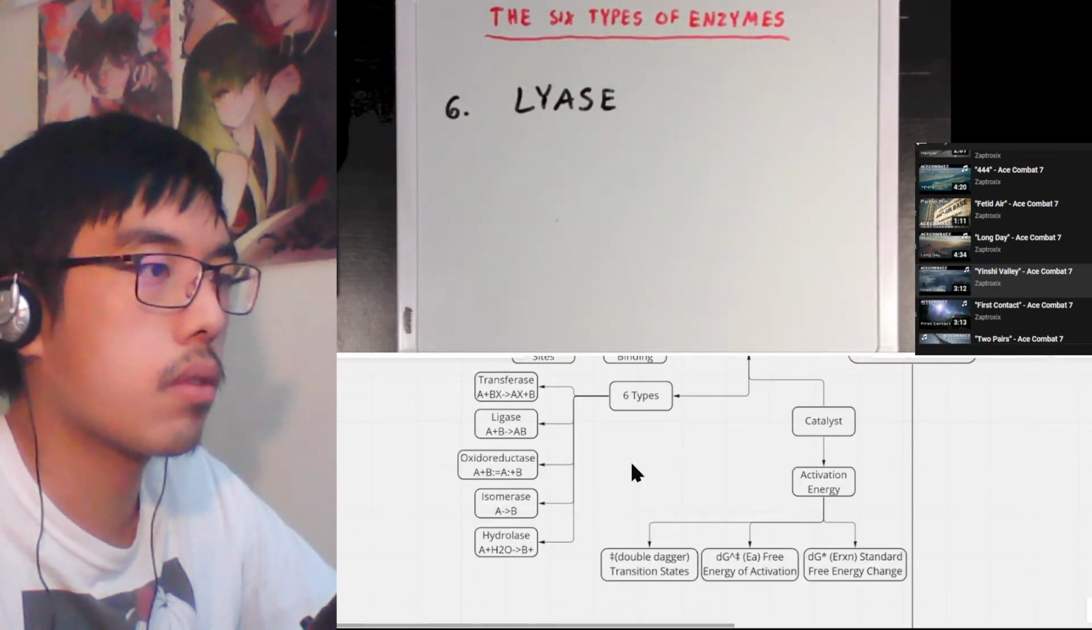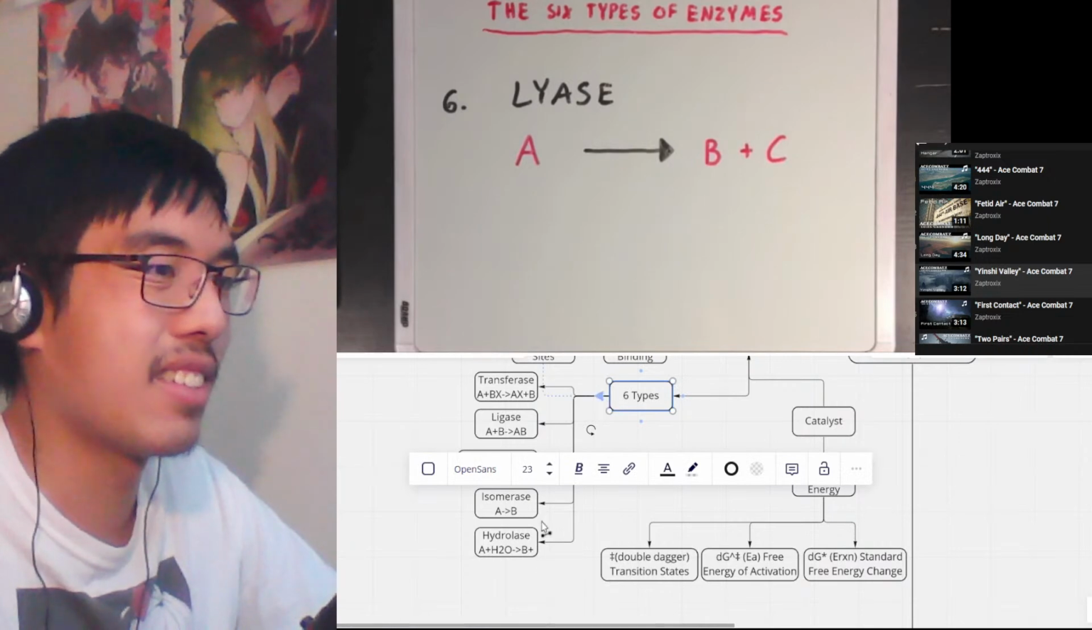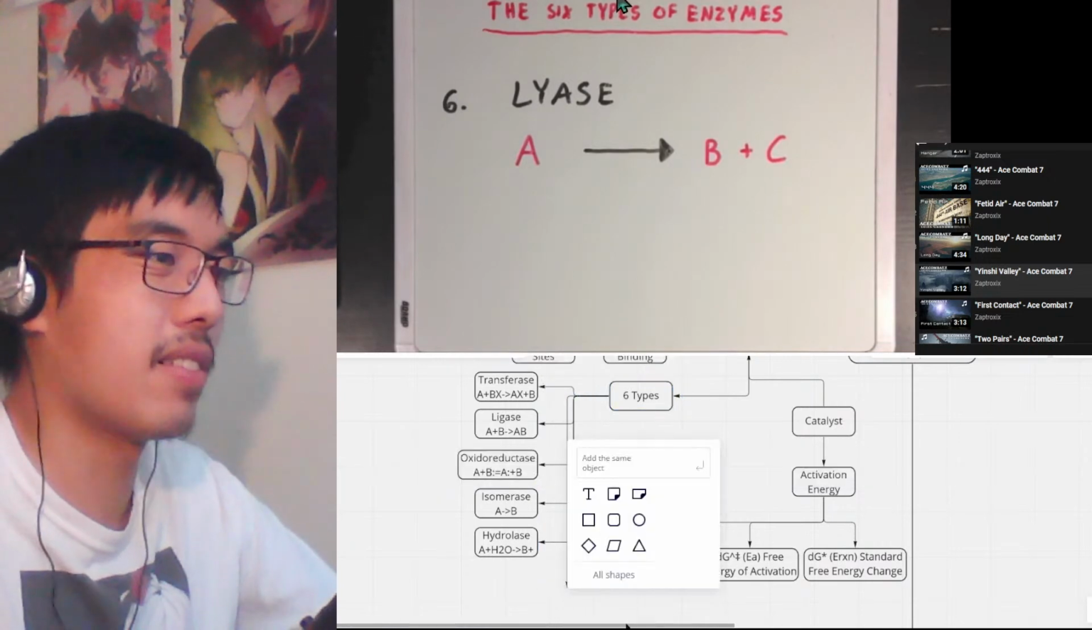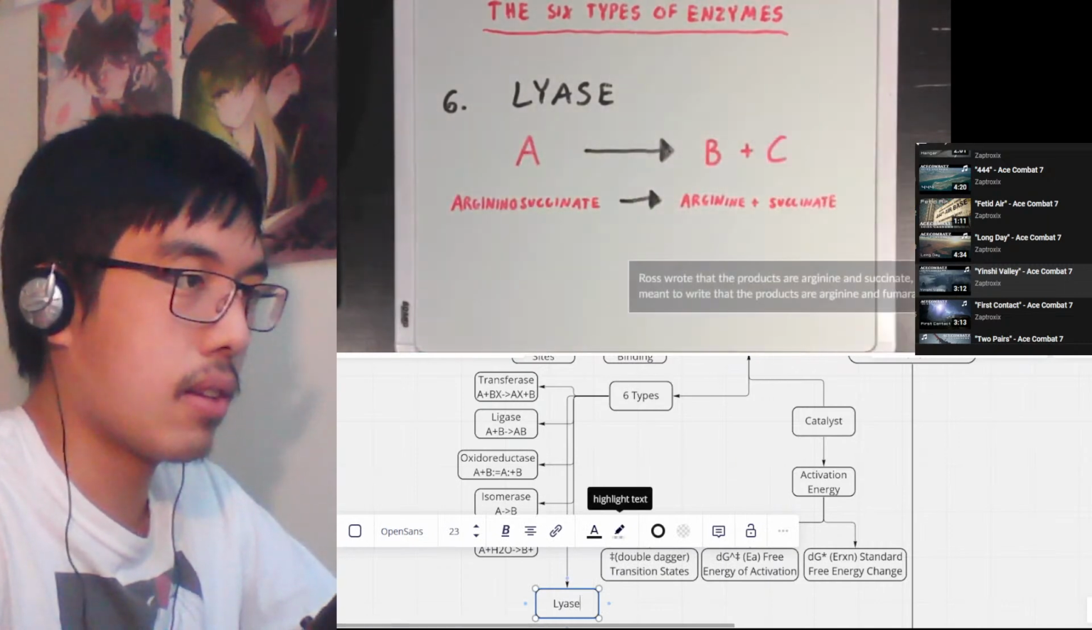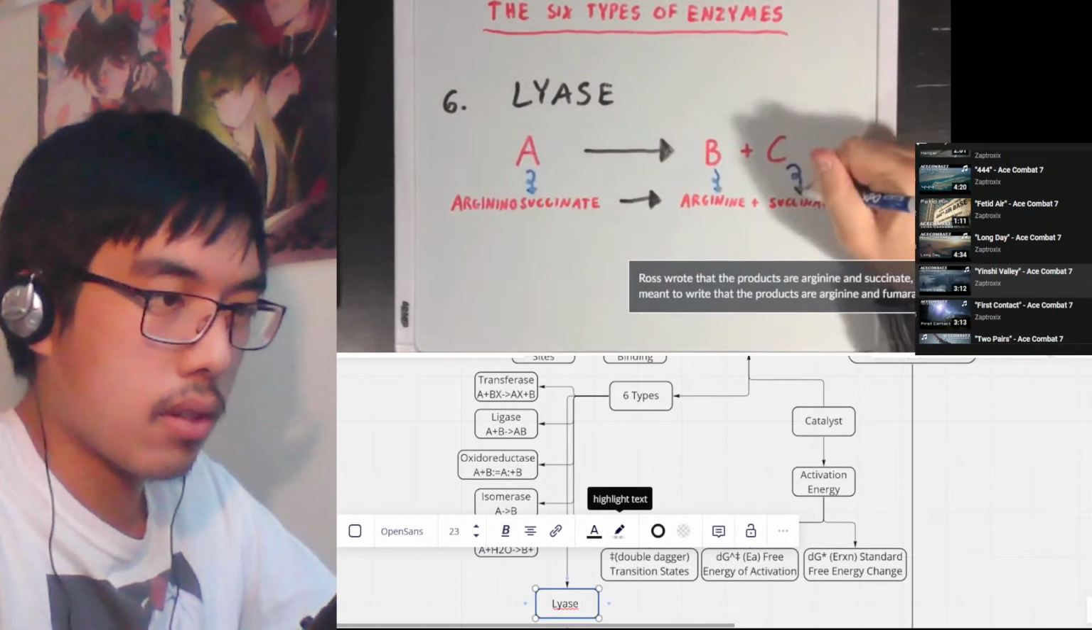Now, our last category is a little more complicated than the others, and it's the lyase group. Now, lyases catalyze the dissociation of a molecule like molecule A into molecule B and C without using water or without an oxidation reaction like an oxidoreductase would. And one example of a reaction catalyzed by a lyase is the cleavage of argininosuccinate into arginine and succinate. And this reaction takes place during the urea cycle, which you also might be familiar with.